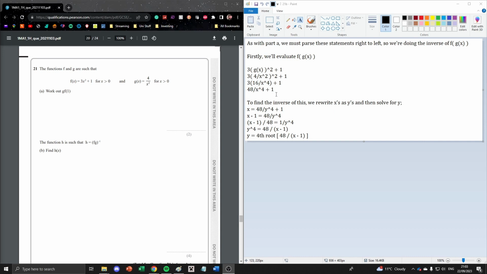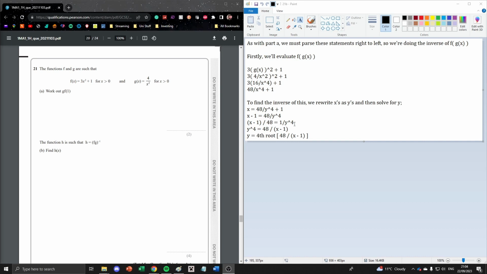So to find the inverse of a function like this, what we do is we rewrite the x's as y's and then solve for y. So x equals 48 divided by y to the 4 plus 1. So we're going to subtract 1 from both sides first. So x minus 1 equals 48 divided by y to the 4. We're then going to divide both sides by 48. So x minus 1 over 48 equals 1 over y to the 4.